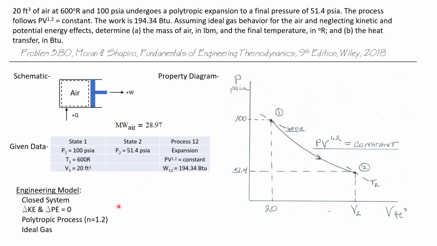Our model for solving this problem is that we're dealing with a closed system where we're going to ignore kinetic and potential energy changes. The polytropic process has a value of n equal to 1.2, and the air is assumed to be an ideal gas. And we are looking for the mass, the final temperature, and the heat transfer that takes place during this process.